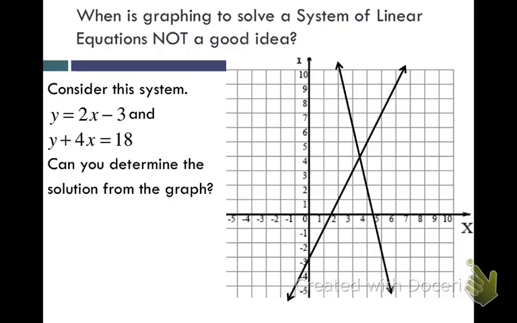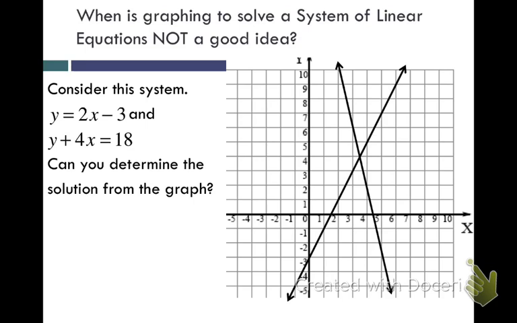When is graphing to solve a system of linear equations not a good idea? Well, consider this system on the screen. We have y equals 2x minus 3 and y plus 4x equals 18. Can you determine the solution from the graph?